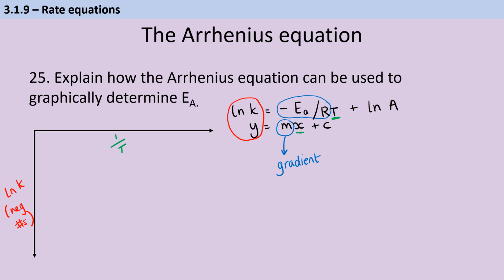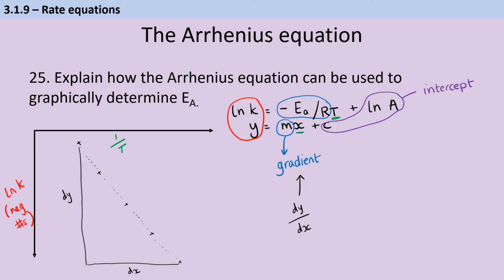And then that means that your gradient is whatever 1 over T is multiplied by. So the negative activation energy divided by the gas constant, and the natural log of A is going to be the intercept. So you graph your data on those axes that you've drawn, and then this will allow you to calculate what the gradient is. And the gradient, as we've just said, is minus Ea over R. So therefore, if we want to get the activation energy on its own, you multiply both sides of that equation by R, and then you multiply both sides by -1, and we get activation energy is minus mR, and you know that R, the gas constant, is 8.31.